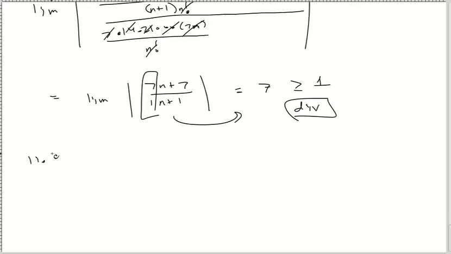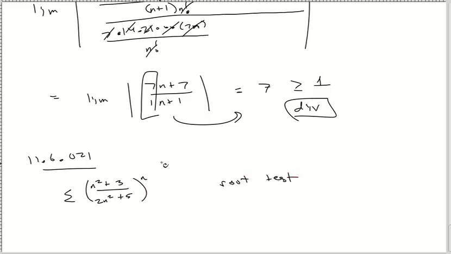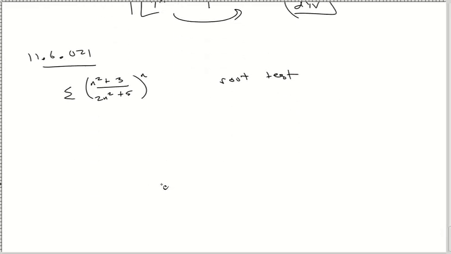So here's another one. 11, 6, 0, 2, 1. I've got the summation of n squared plus 3 all divided by 2n squared plus 5, and all that to the n power. This is a classic root test problem. Because you've got that n power right there, if I do the nth root, it'll cancel immediately and everything is really super easy. So there is a purpose for this root test. It's just kind of rare, I guess you can say. But in this particular case, it's perfect.